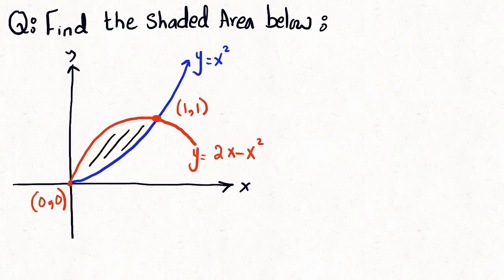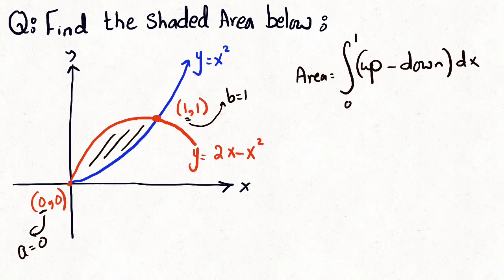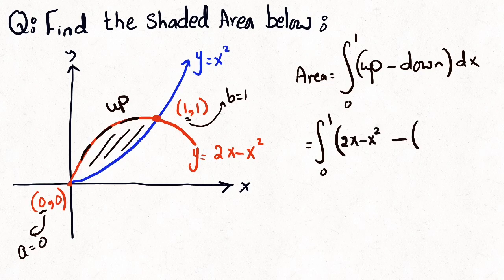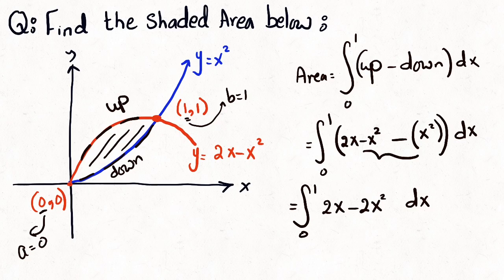Find the integration from 0 to 1 for the shaded area, and you can see the reddish curve is the upper one and the bluish one is the down or the lower curve. Thus we will say the integration from 0 to 1 of up minus down, thus it is the integration from 0 to 1 of 2x minus x squared in a bracket, minus x squared. Then you will simplify this expression and apply the basic rules of integration. Don't forget to substitute 1 and 0 and do the subtraction, and then you will find the final answer of the area. Just please follow the steps illustrated in front of you.